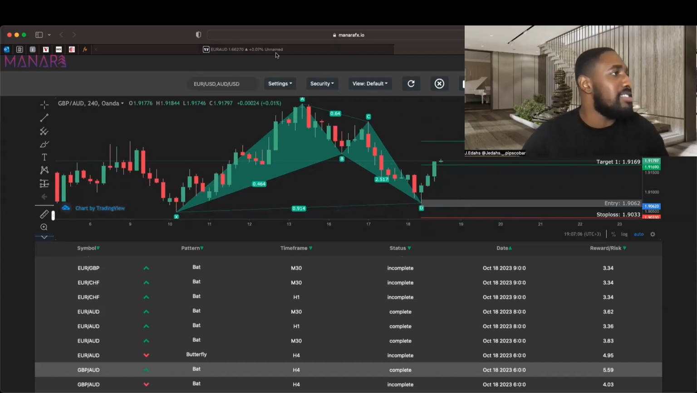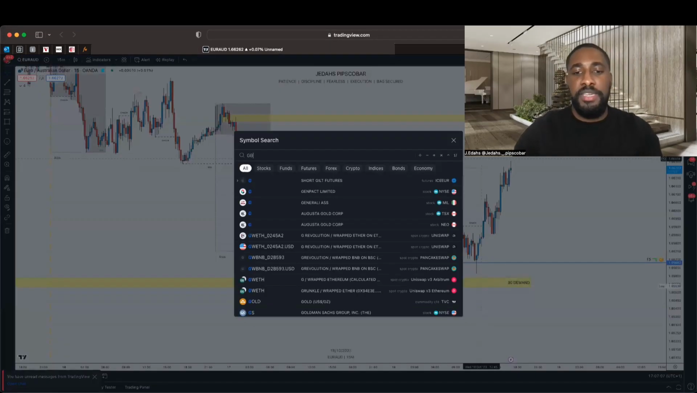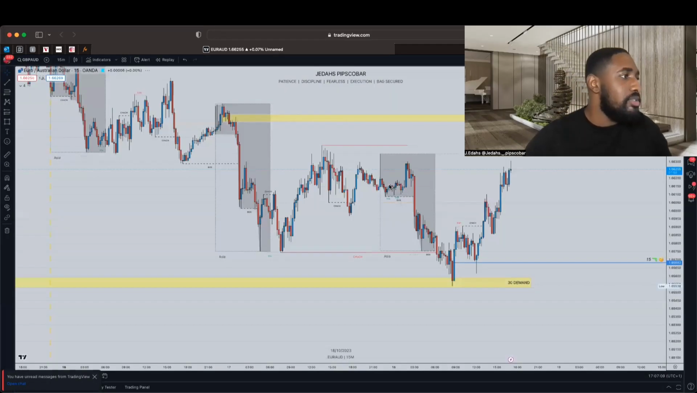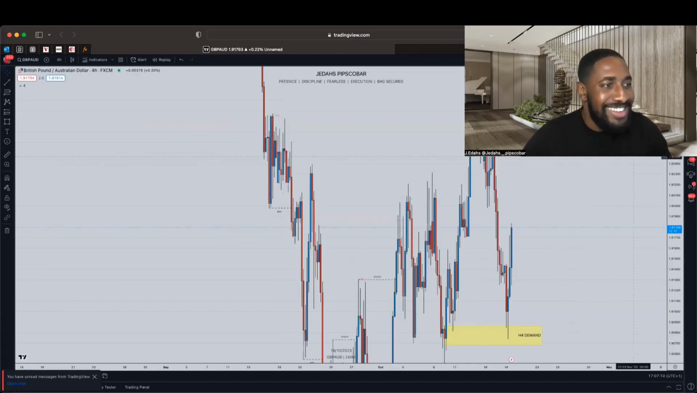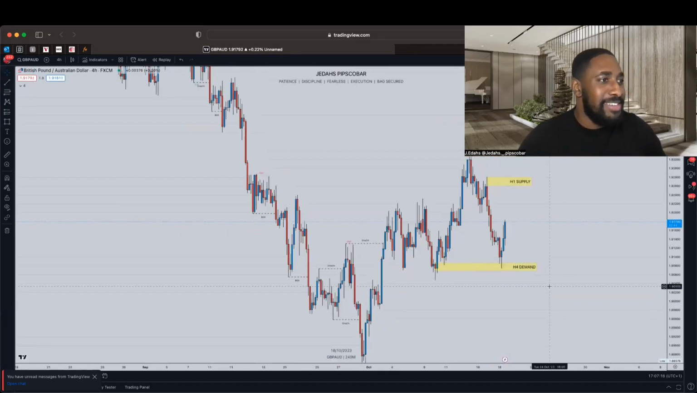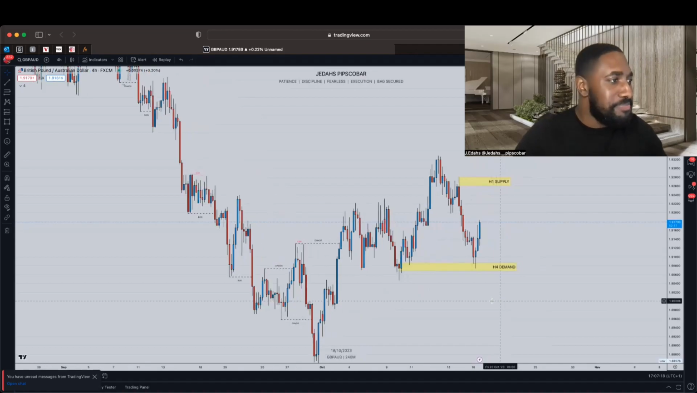So you can see again, let's just go into our chart. Let's go GBP AED. This one was another good trade. I actually marked it out, but just didn't catch it. It happened a little bit too quick for me when I was getting ready this morning.